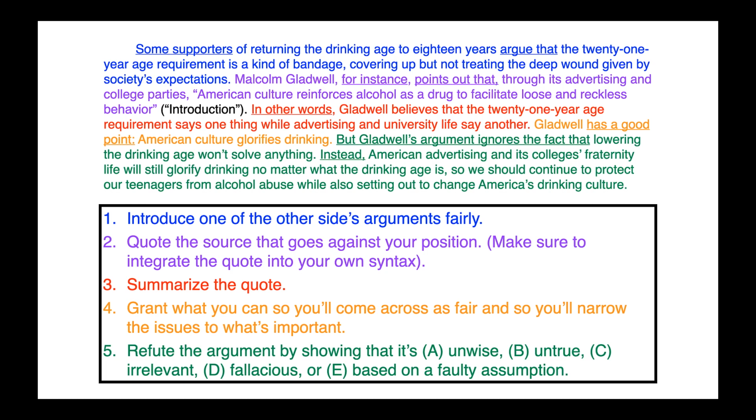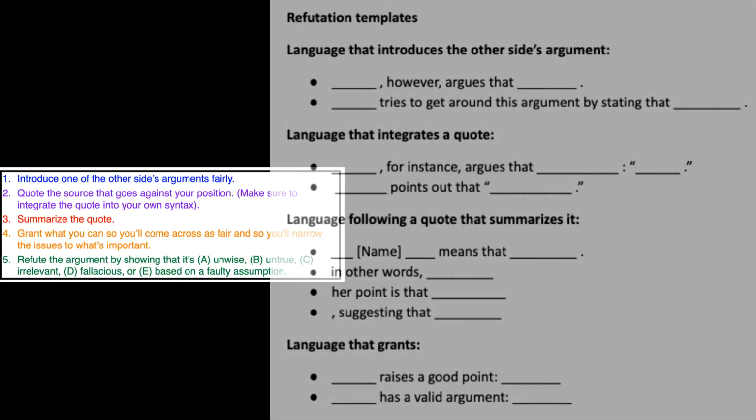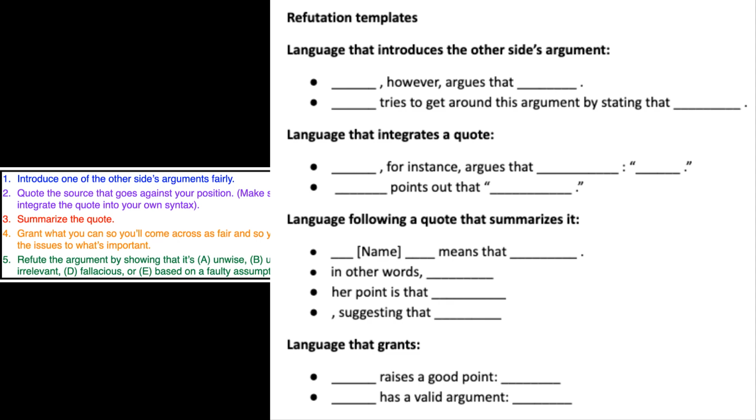So I'm basically saying that this position is unwise, that lowering the drinking age is just going to continue a problem and won't solve the issue that they address, which is this hypocritical approach that America has with respect to underage drinking. The template sheet has templates for all 5 of these steps of a refutation.